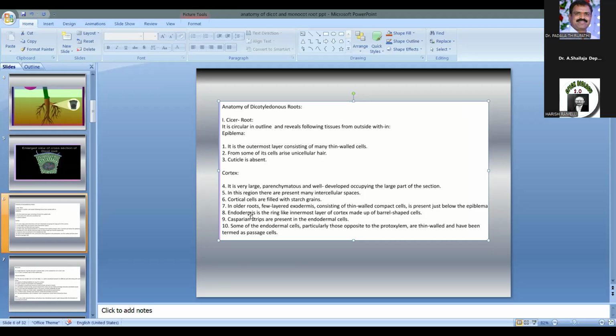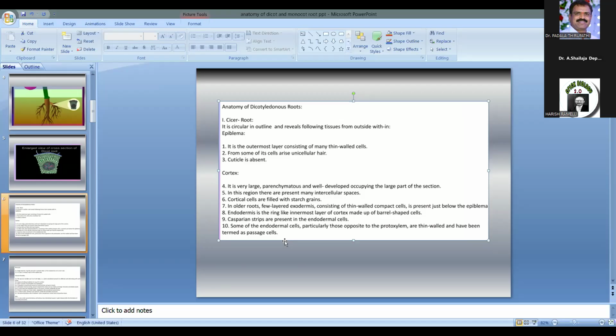Sometimes, generally in the older roots, a few layered exodermis, consisting of thin-walled compact cells, is present just below the epiblema. And endodermis is the ring-like innermost layer of the cortex. It is made up of barrel-shaped cells. That is endodermis. The Casparian strips are present in the endodermis cells. Some of the endodermal cells, particularly those opposite to the protoxylem, are thin-walled and have been termed passage cells.